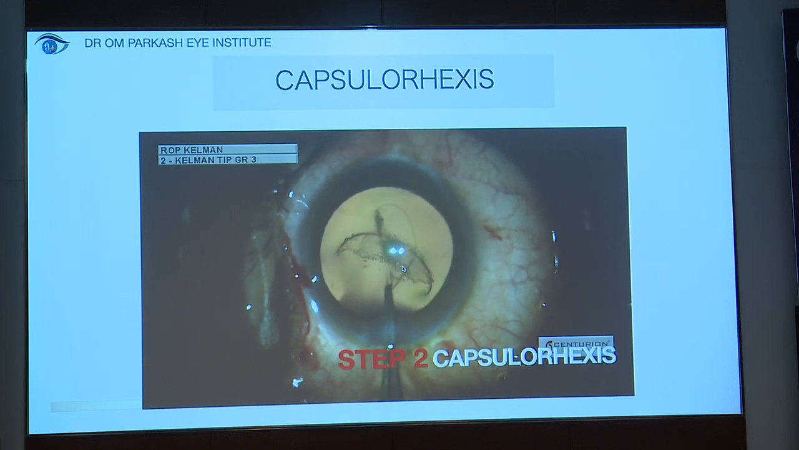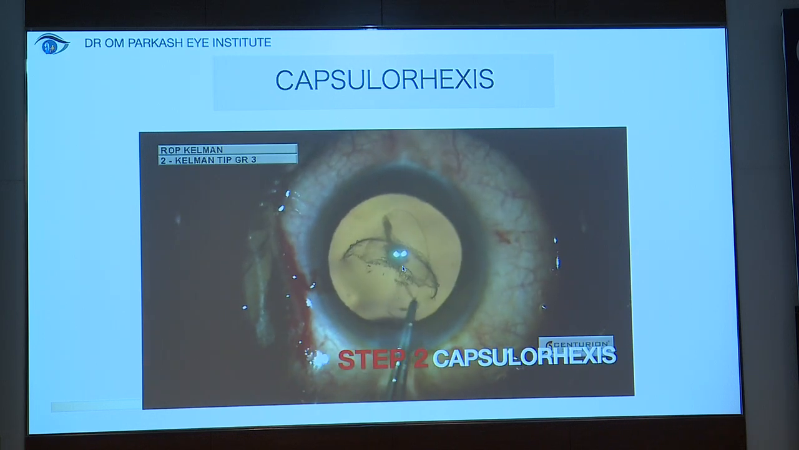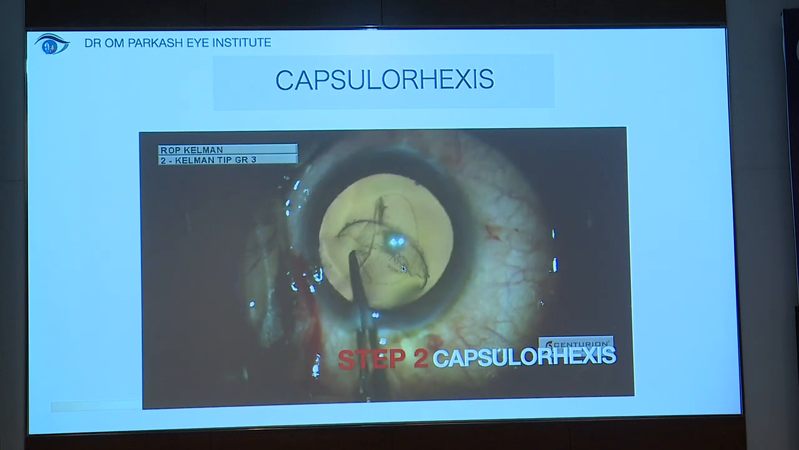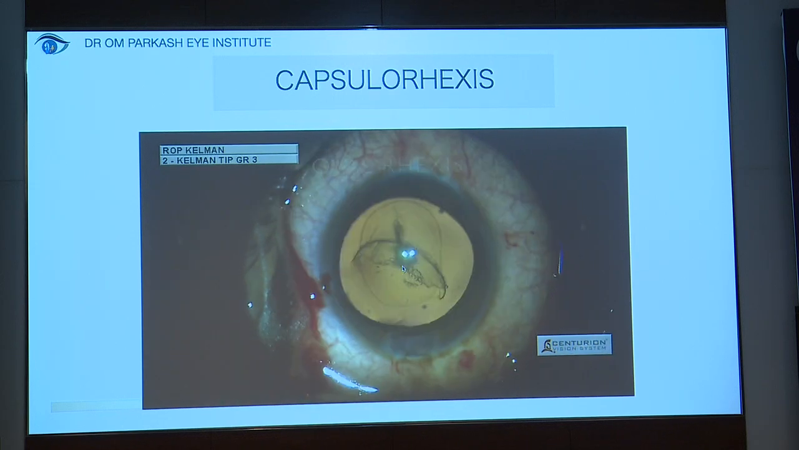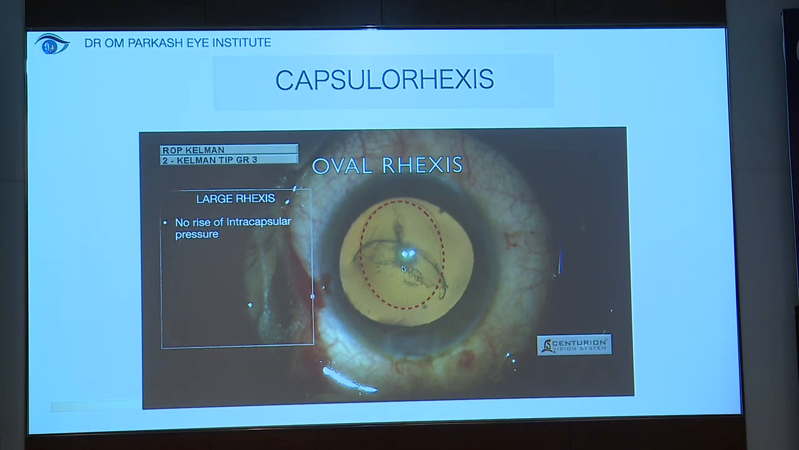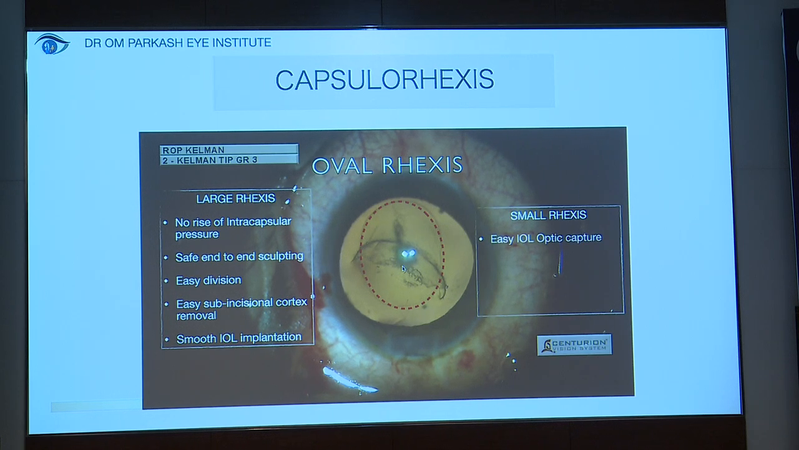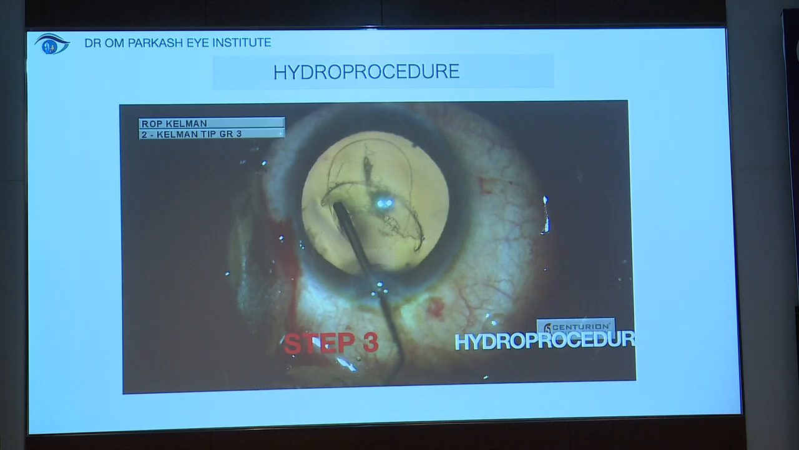Next is the capsulorhexis. As far as the capsulorhexis is concerned, we need to have a small one for some reasons and a large one for some reasons. So the way out is that you go around with an oval capsulorhexis. Now this oval capsulorhexis has quite a few advantages. Primarily, it gives the advantage of a large one, all the features which a large one has. There is no rise of intracapsular pressure. There is safe end-to-end sculpting. There is easy division, easy subincisional cortical removal, and smooth IOL implantation. As far as the small one is concerned, optic capture, nucleus piece retention, and tamponading of the vitreous is there.